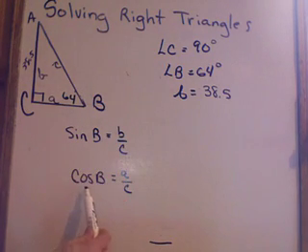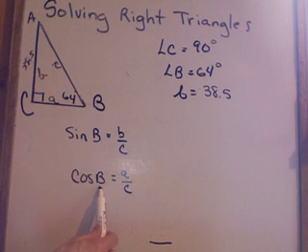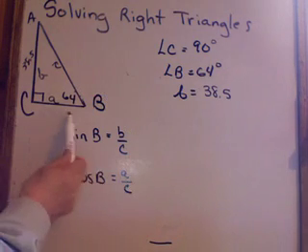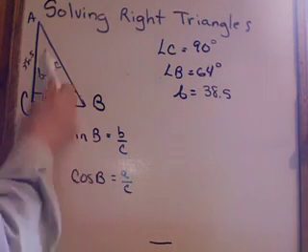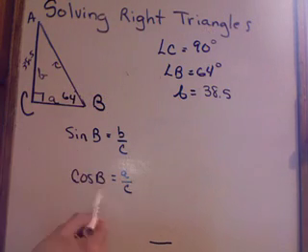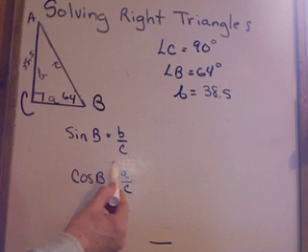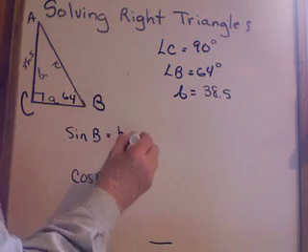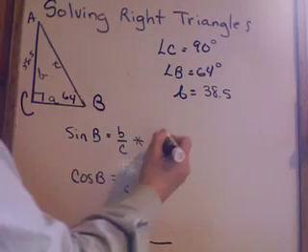If I were to use this one, cosine B, I have the B, which is 64. Do I have the A? Do I have that side? No. Do I have that side C? No. So in this one, there's two unknowns. The only way that I can solve these is when I set up a ratio, I have to have only one unknown. So this is the one that's going to work. So let's put the numbers in and see what it looks like.